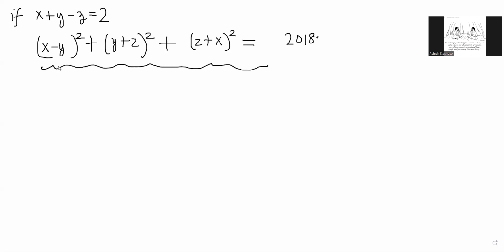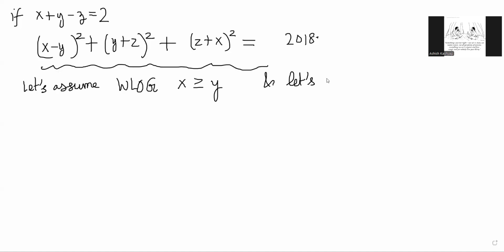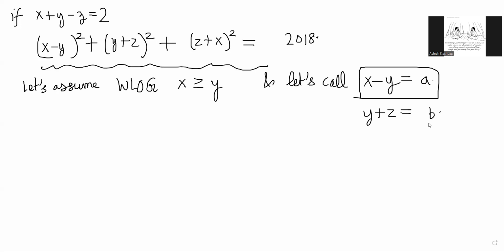If this is 2, then the remaining part is 2018. Now here, we have to try to solve this equation in integers. So let's assume without loss of generality that x is greater than or equal to y. Let's call x minus y to be a, and let's call y plus z to be b. We are just introducing two variables to make the equations a little easier.